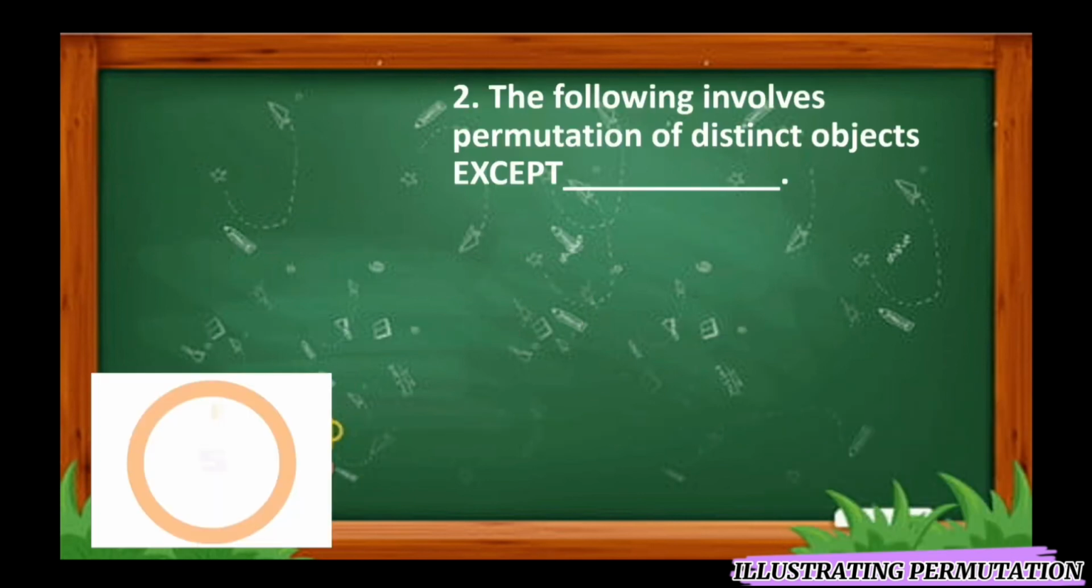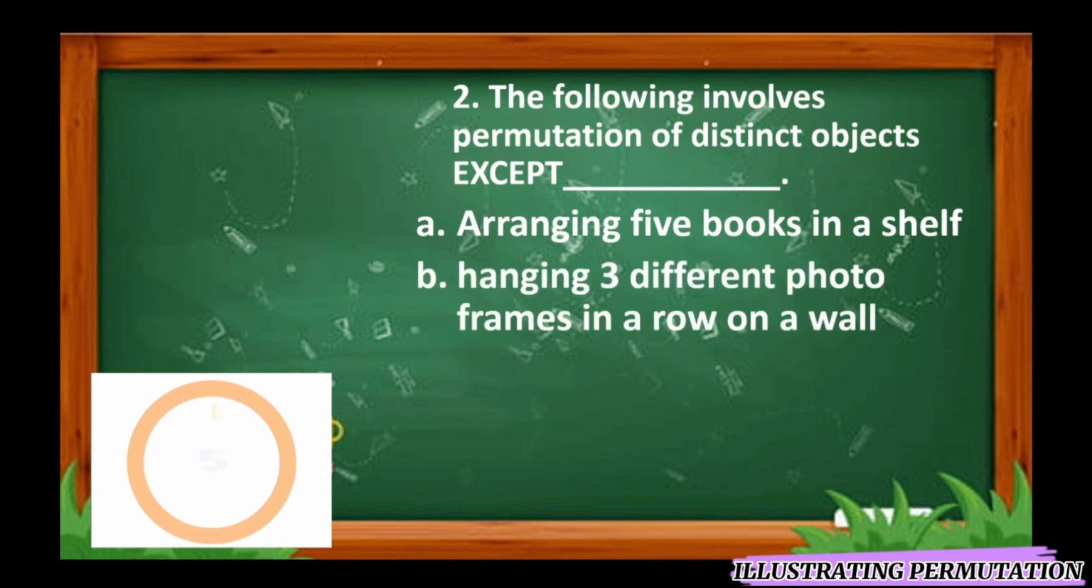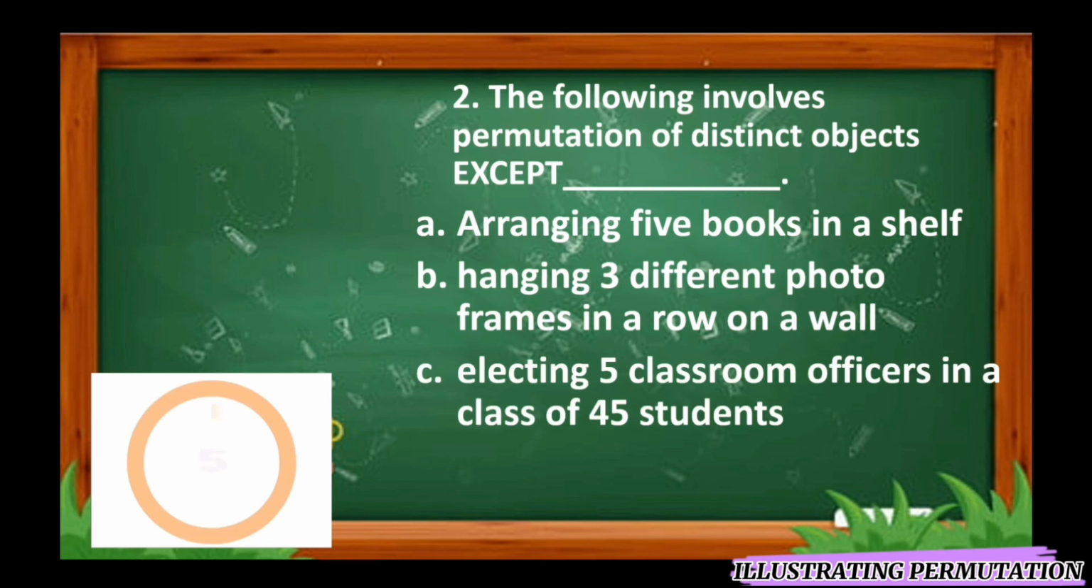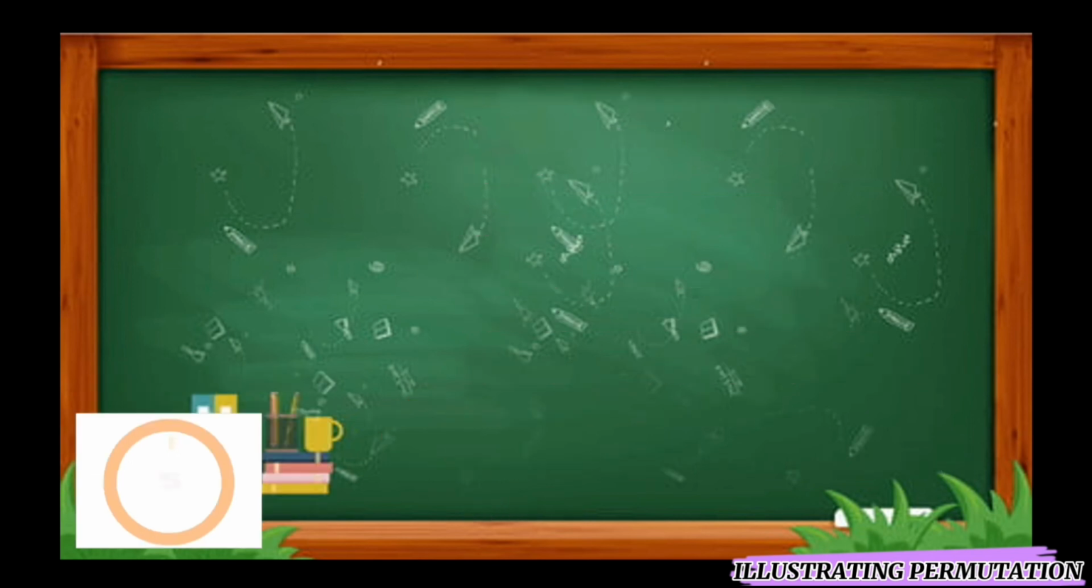Number 2. The following involve permutation of distinct objects except A. Arranging 5 books on a shelf. B. Hanging 3 different photo frames in a row on a wall. C. Electing 5 classroom officers in a class of 45 students. Letter D. Picking 6 balls from a basket of 12 balls. The correct answer is letter D. Picking 6 balls from a basket of 12 balls.